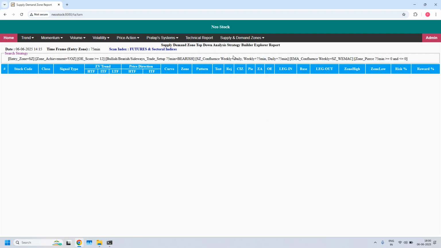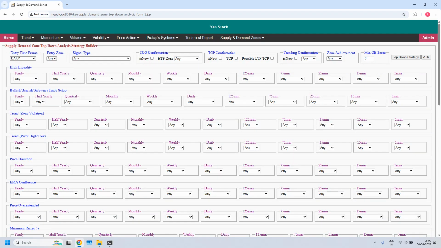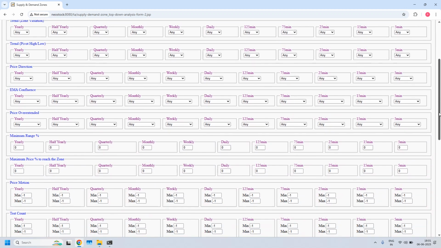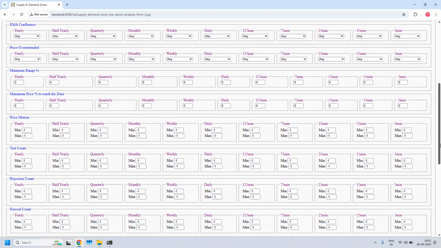Next, we will generate daily income trade reports. For daily income trade, entry time frame is 15 minutes. Entry zone, demand zone. For sideways long trade setup, at bullish or bearish at 15 minutes, I am selecting sideways long, zone achievement VOZ, minimum order enhancer score 11 for sideways, and also 15 minutes demand zone should not be pierced. So in the pierced count at 15 minutes time frame, minimum value 0, maximum value 0.